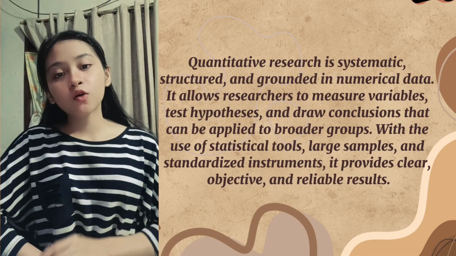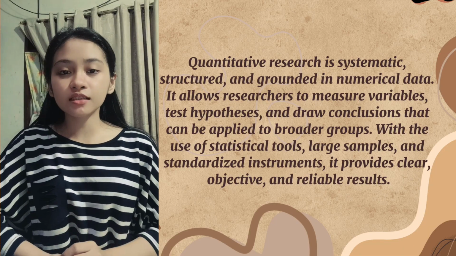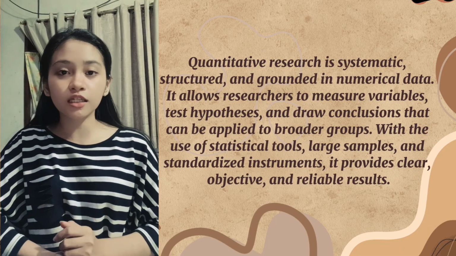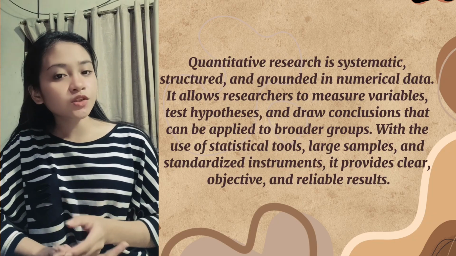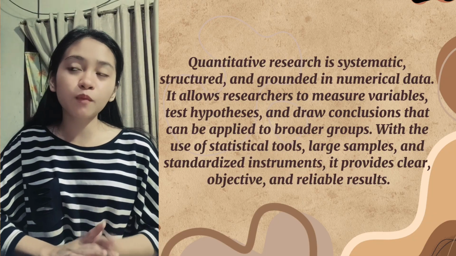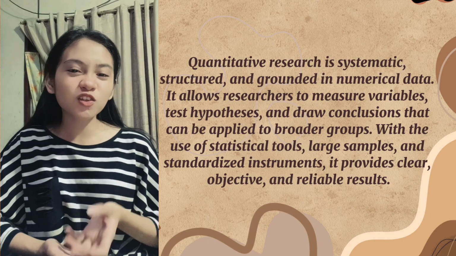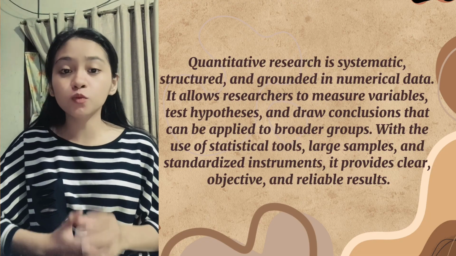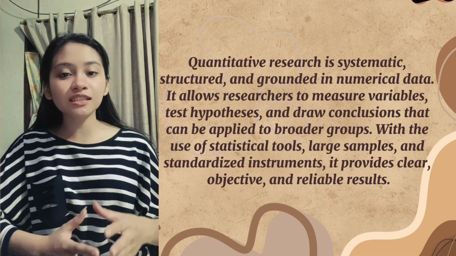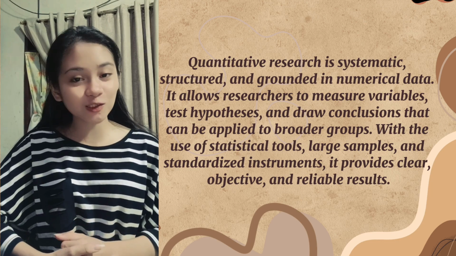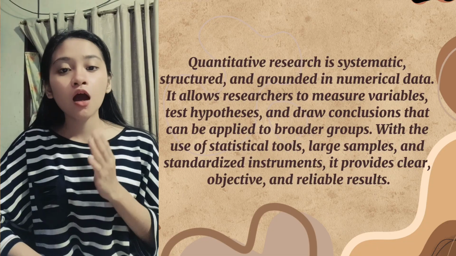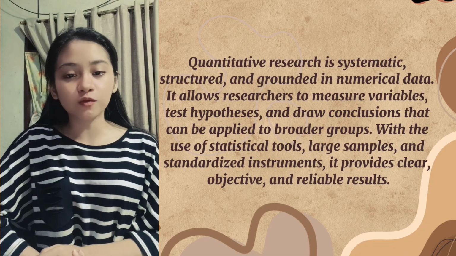So in summary, quantitative research is systematic, structured, and grounded in numerical data. It allows researchers to measure variables, test hypotheses, and draw conclusions that can be applied to broader groups. With the use of statistical tools, large samples, and standardized instruments, it provides clear, objective, and reliable results. So this concludes my discussion for today.